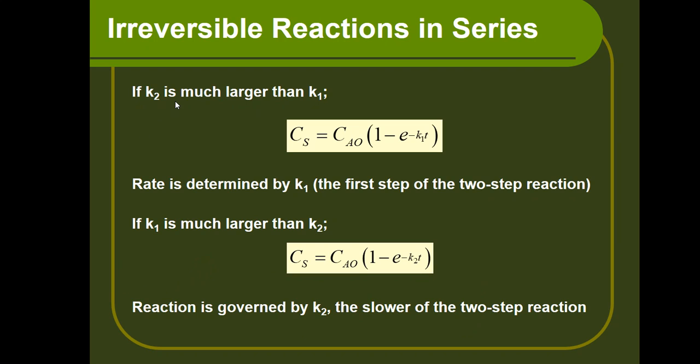If K2 is very large, then your reaction is dependent on the slowest step, which is the first step. So your formula in determining C sub S will be simplified in this form. If it's the other way around, if K1 is much larger, then K2 will be the rate determining step. So your C sub S will be computed based on the rate constant of the second step. So the governing step for a series step of reaction is always the slowest of your steps.